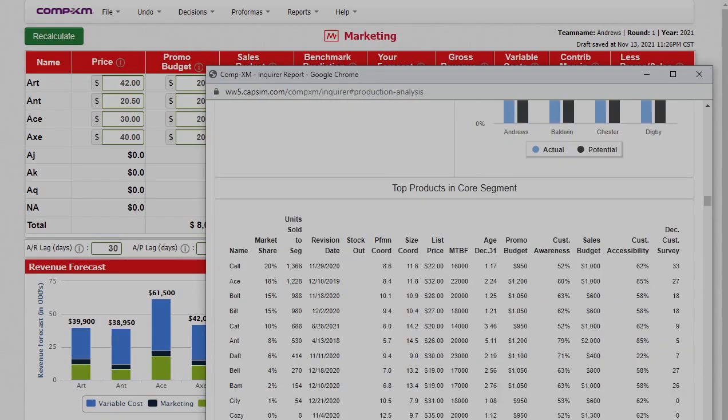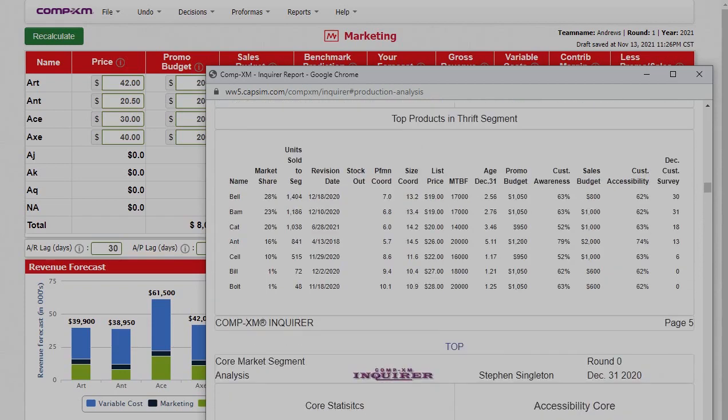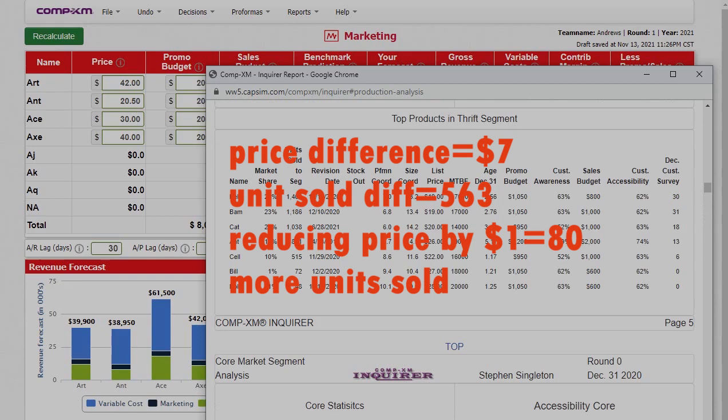we charge more compared to our competitors in the previous round, and the best selling bell charge $19 per unit, and we charge $26 per unit. So there's a $7 difference between our product and that of bell, and the difference between the unit that we sold and that of the bell actually is 563 units.